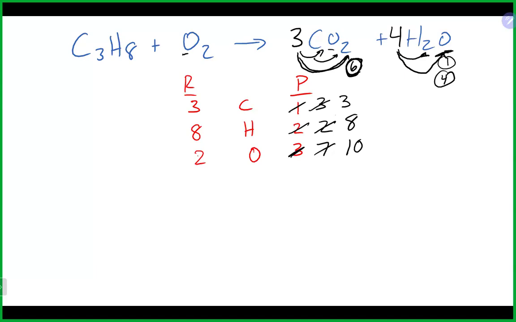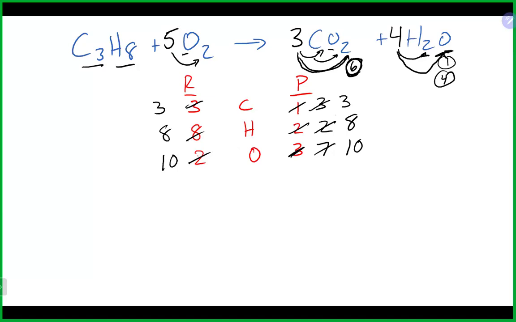Because all we have to do now is go to the left-hand side and fix our oxygen. And we could fix our oxygen by putting a 5 here. And nothing changed here. So I still got 3 carbons, still got 8 hydrogens, and 5 times 2 is 10 oxygens in this case. And now with all my scribble on there, we do have a balanced equation there in terms of our coefficients.